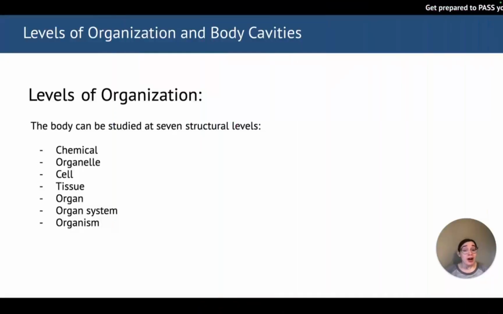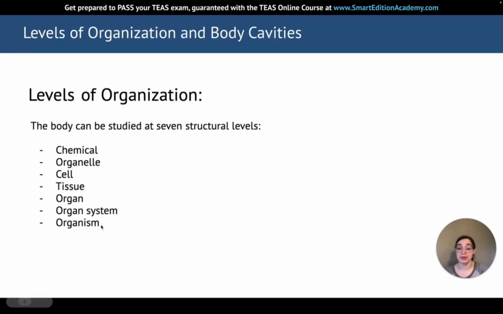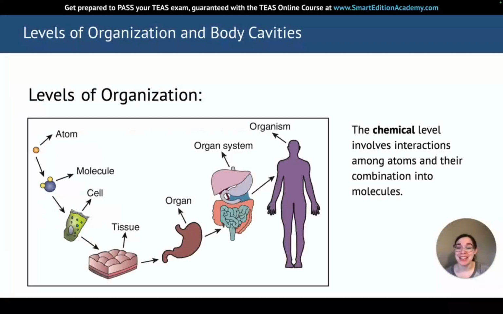So we'll start out with talking about levels of structural organization, and there are 7 of those by which we can organize the body. We start out with the smallest level, the chemical level, and each level builds upon the previous one. So we're starting out small and basic, and we're growing in complexity as we progress to the final level, and you'll see what I mean here in a moment.